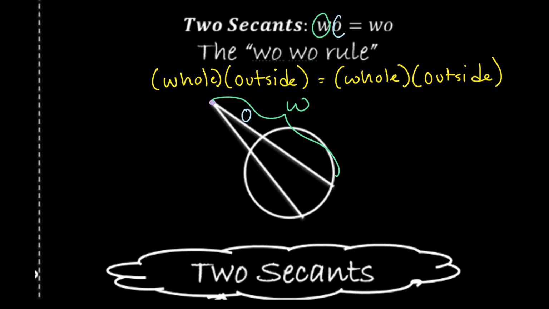Good. And then what about the whole on the bottom? What does the whole on the bottom represent? It's the whole length on the bottom, right? And what is the outside on the bottom? Where's that? Outside, good.